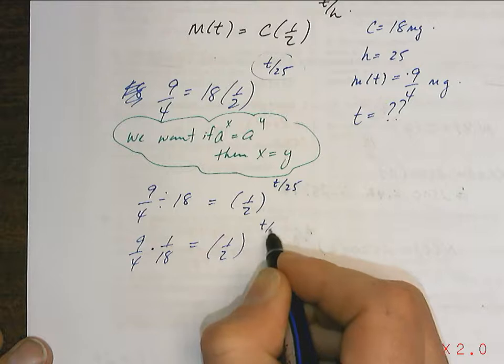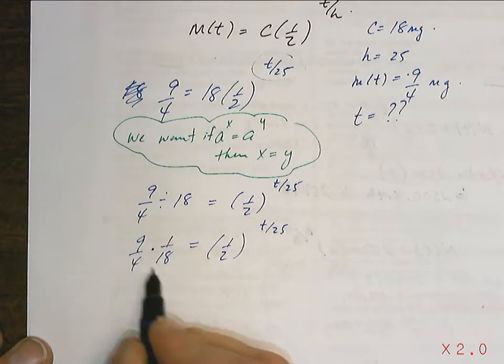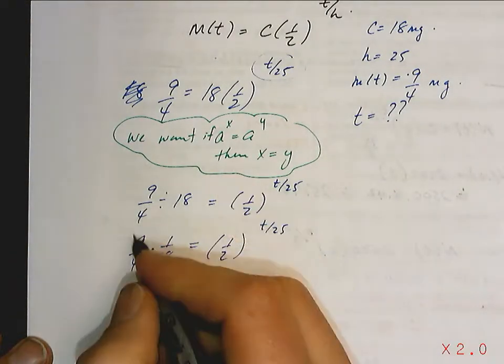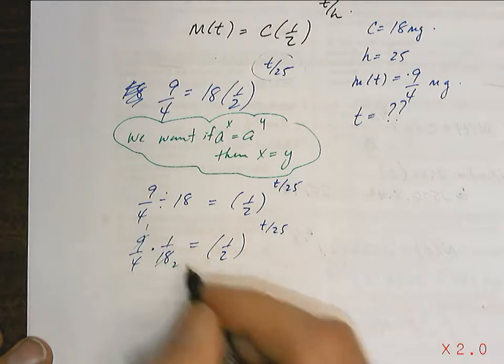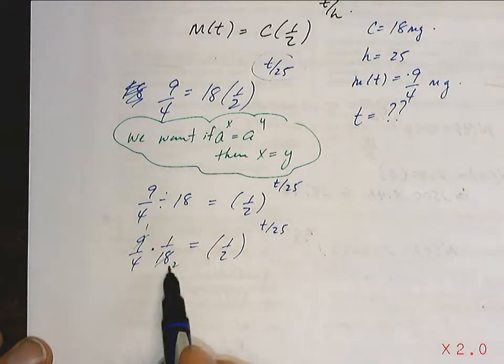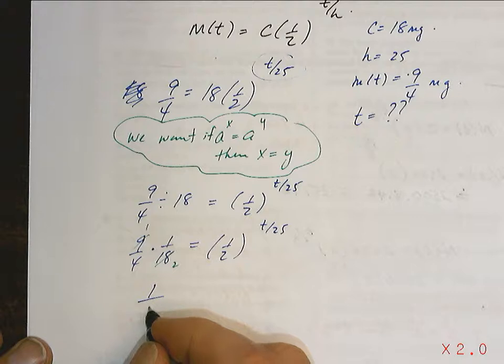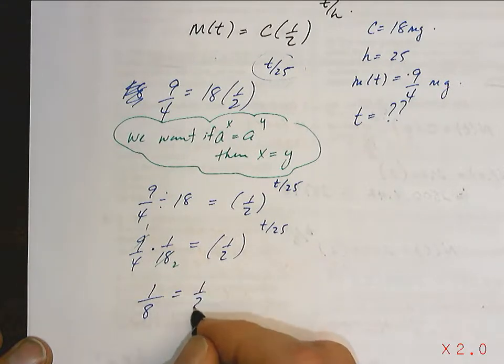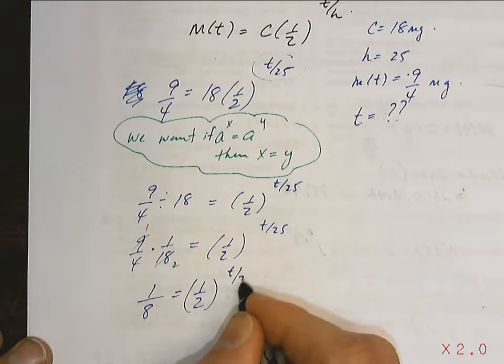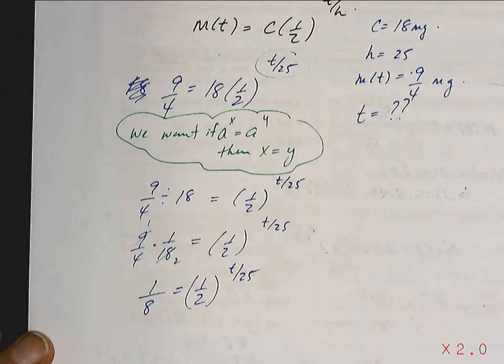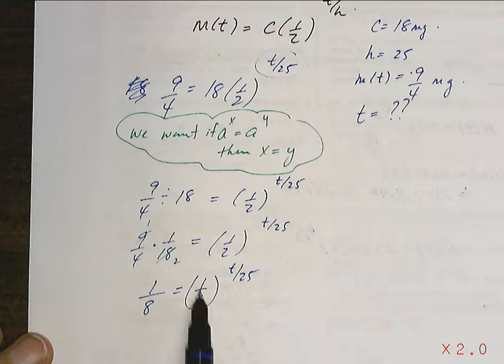You could use your calculators, but I'm going to be able to reduce here. So this is a 9 on top, and this is an 18 on bottom, so that's going to reduce. 4 times 2 is going to be 1 over 8 equals 1/2 to the t over 25. It's better. 1/8 is not the same as 1/2. They're not the same base.